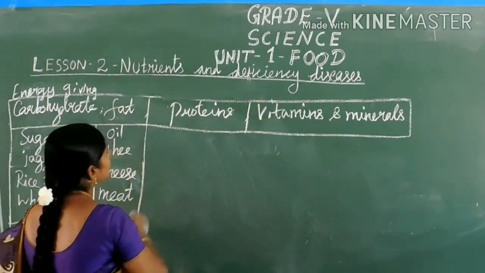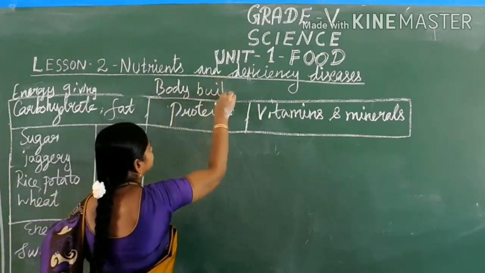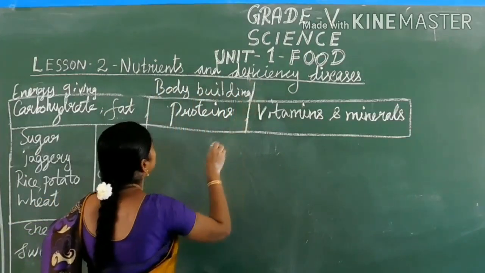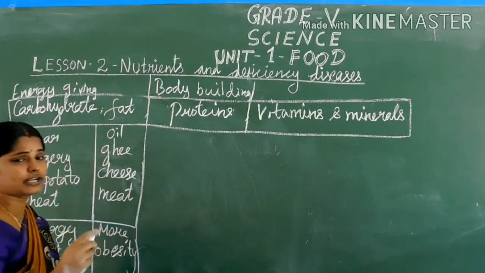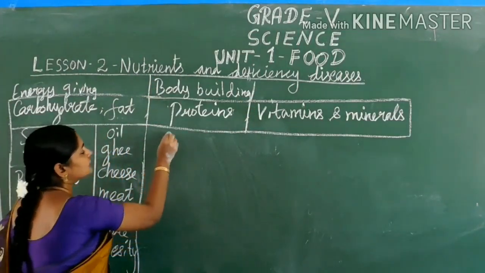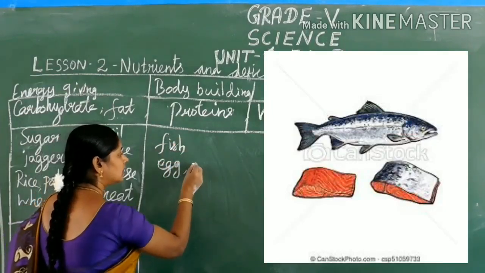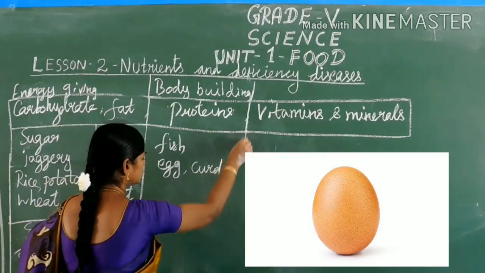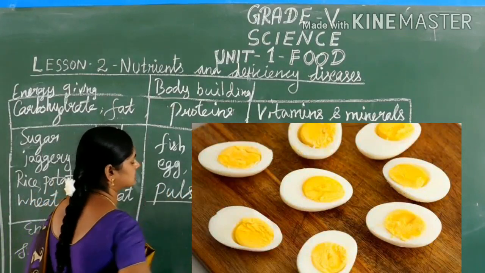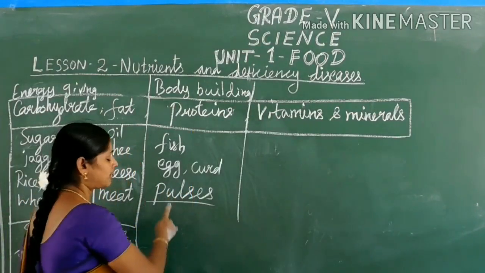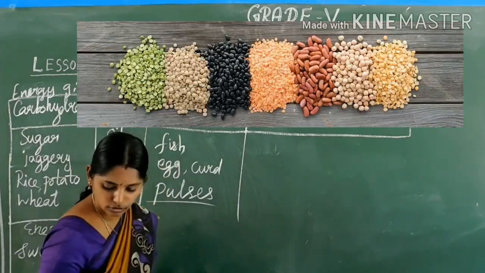Energy giving food, whereas proteins are body building food. Body building food. So these proteins, and what are the food items we have proteins? Fish, egg, curd, pulses. Pulses have more amount of proteins.